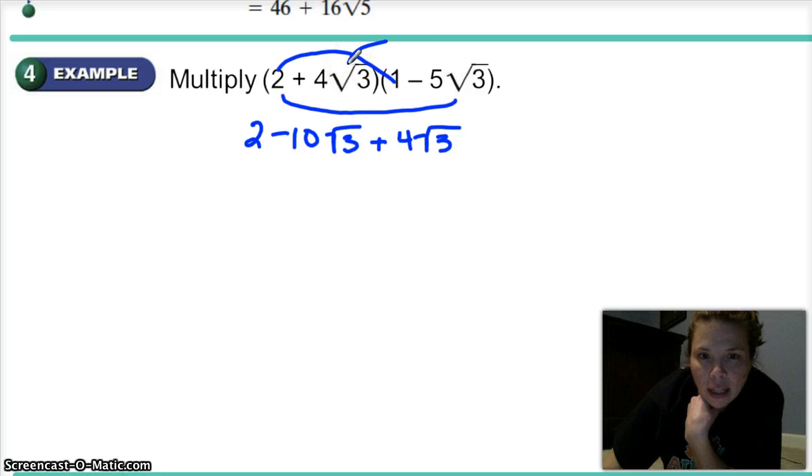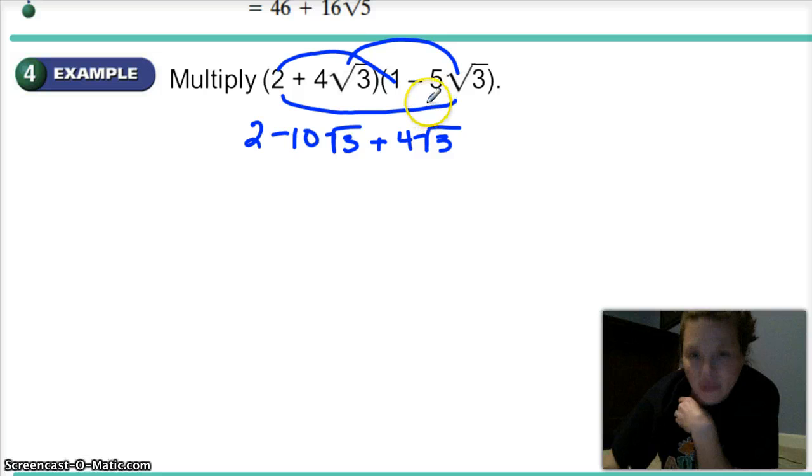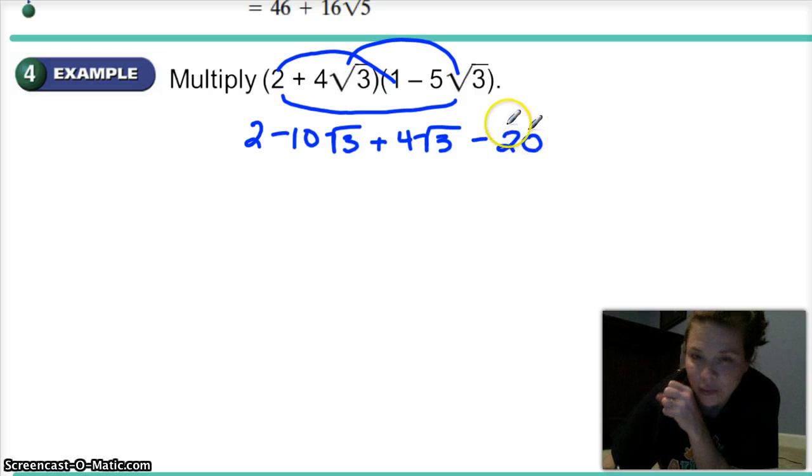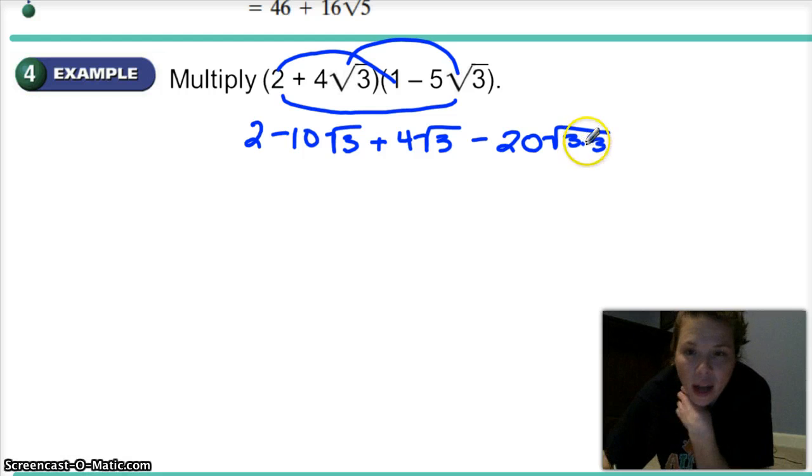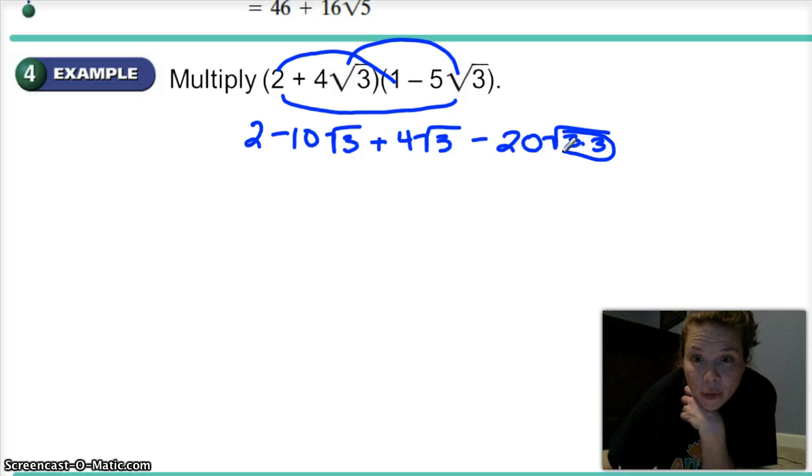And then finally, the last terms, we have positive 4 root 3 times negative 5 root 3. 4 times negative 5 is negative 20, because those are the outside stuff. Root 3 times root 3, we are going to go ahead and write it like that. So hopefully now you see that that's a pair of 3's, or you could say it's a square root of 9, either way. So this will give you a 3.